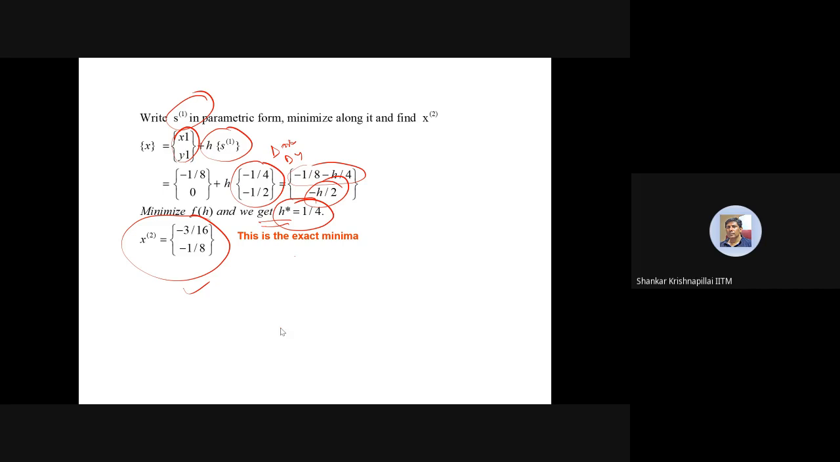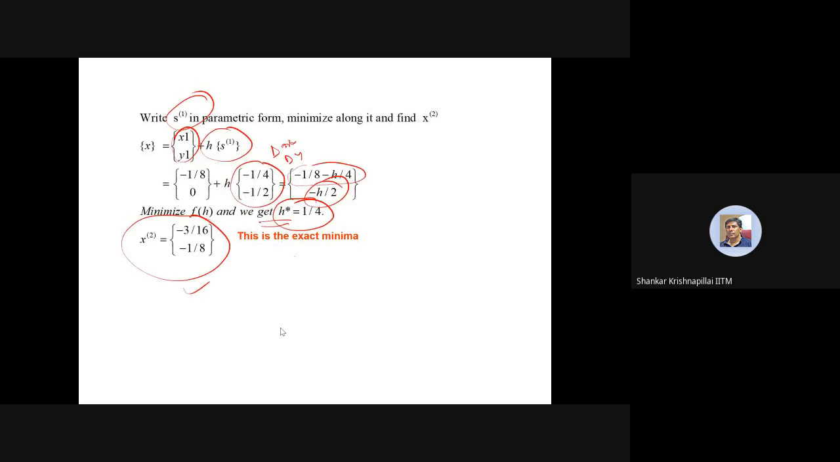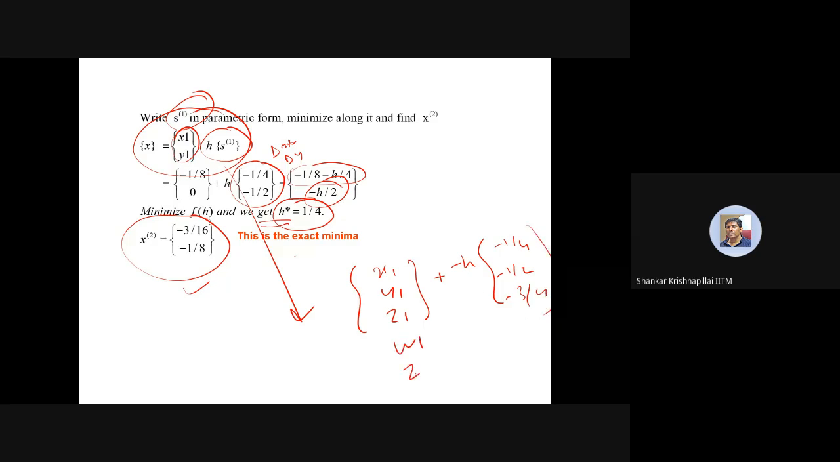Okay, so now this is the end of the optimization algorithms for multiple variables. In all these algorithms, I taught only with two variables, x, y, but you can easily extend it to x, y, z also. For example, you can write x1, y1, z1 plus minus h into minus 1 by 4, minus 1 by 2, minus 3 by 4, etc. So you can keep on adding any number of variables.